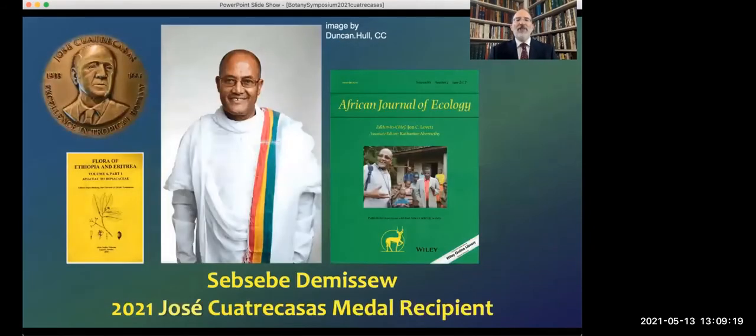This year, we are very pleased to present the 18th José Cuatrecasas Medal for Excellence in Tropical Botany to Sebsebe Demissew. Professor Demissew earned a Bachelor of Science in 1977 and a Master of Science in 1980 from Addis Ababa University, and then his PhD in 1985 from Uppsala University for research on Matenus, a genus of Celastraceae in tropical Africa and Arabia.